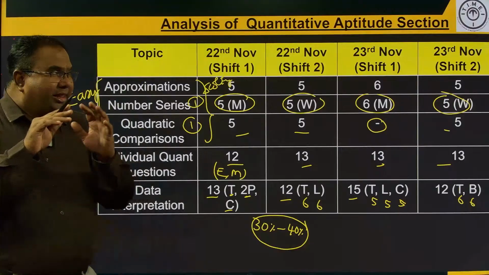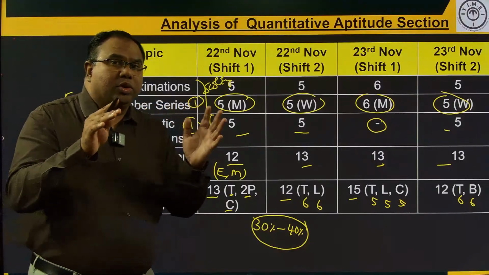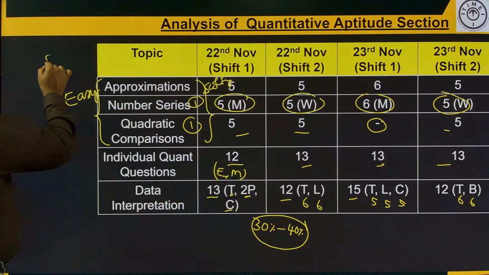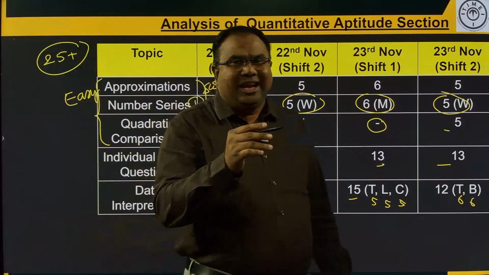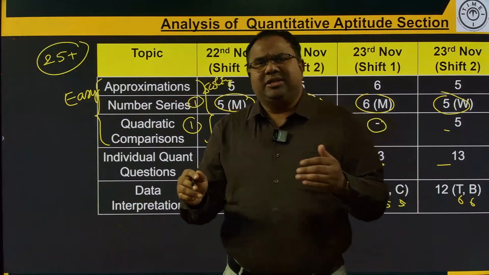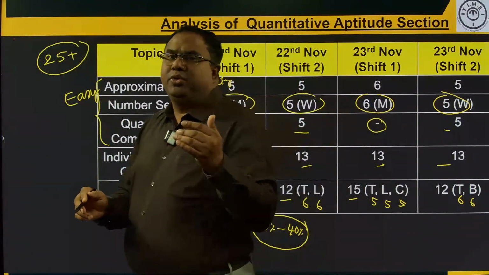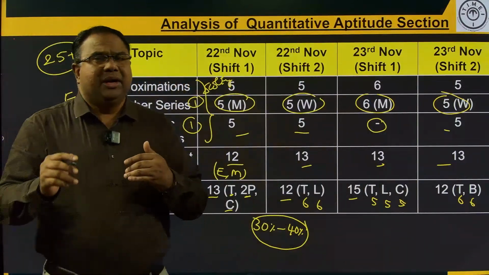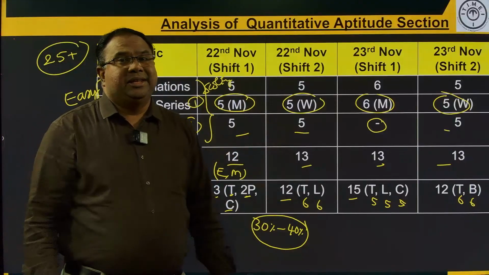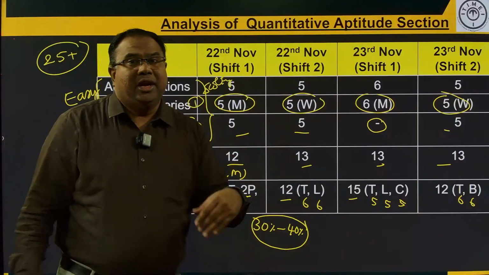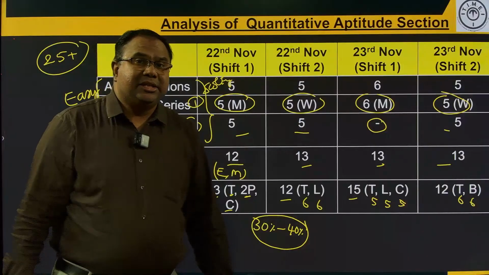Now, in all these slots, a good score we can consider as 25 plus. Except shift 2 on day 1, where it was a little moderate compared to all the other slots, students attempted somewhere around 22, 21, 23. But in all the other slots you can easily attempt more than 25. So 25 and above can be considered a good score.